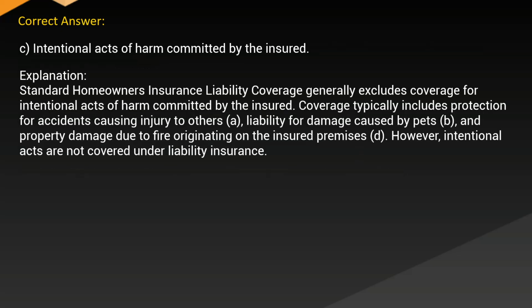Correct answer: C. Intentional acts of harm committed by the insured. Explanation: standard homeowners insurance liability coverage generally excludes coverage for intentional acts of harm committed by the insured. Coverage typically includes protection for accidents causing injury to others, A, liability for damage caused by pets, B, and property damage due to fire originating on the insured premises, D. However, intentional acts are not covered under liability insurance.